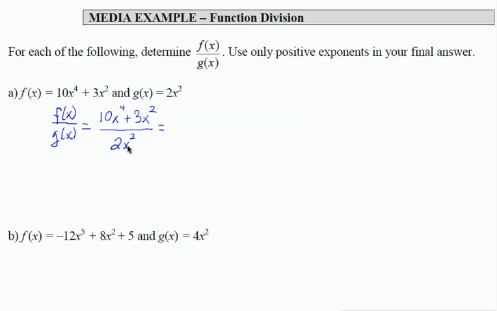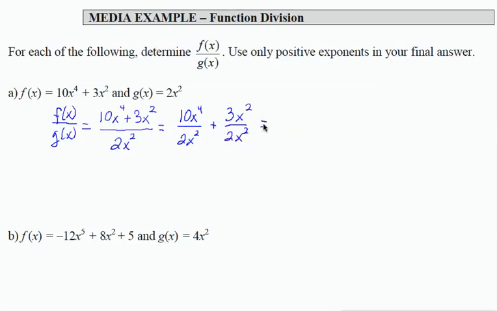Now, when I divide by a monomial, that's what 2x squared is, a single term polynomial, that 2x squared is a common denominator for both of the terms in the numerator. So what I can do is rewrite the one fraction as two fractions and then reduce each piece separately. So let's see how that's going to work.